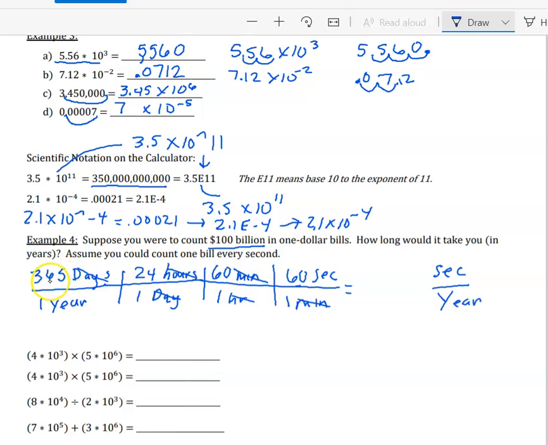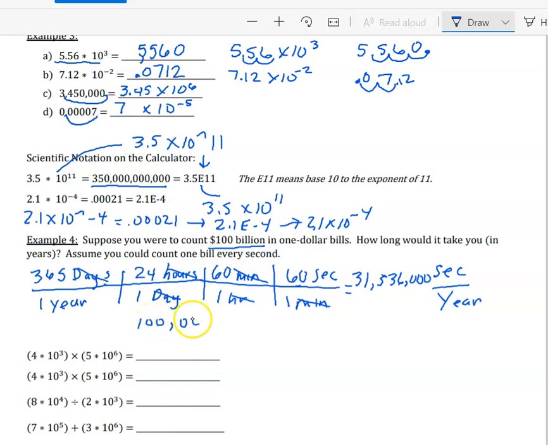And on the top, we've got 365 times 24 times 60 times 60 seconds. And that ends up being 31,536,000 seconds in a year. Okay, well, in order for me to figure out how many years it's going to take, then I need to divide these things. So I need to take 100 billion.